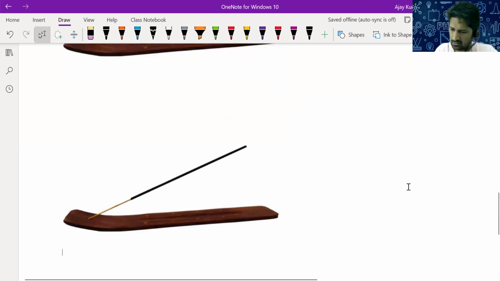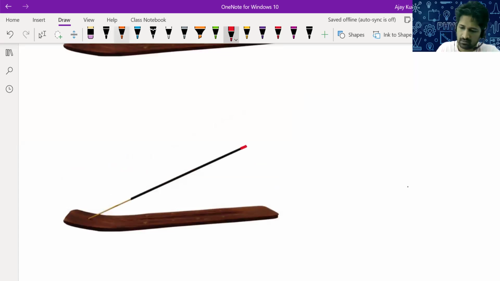What if you light up the incense stick? Let me show it like this. Suppose we light up the incense stick. Let's say it has been ignited and maybe it is producing smoke also. Now, will this be visible in a dark room or not? Obviously, it will be. You must have experienced this also.